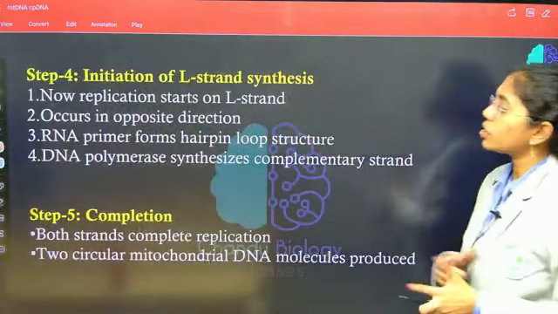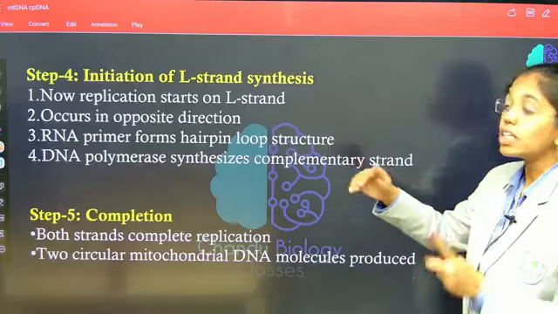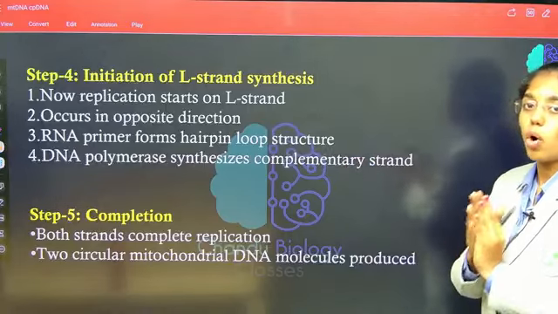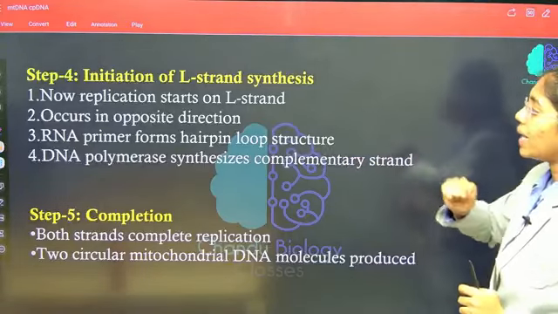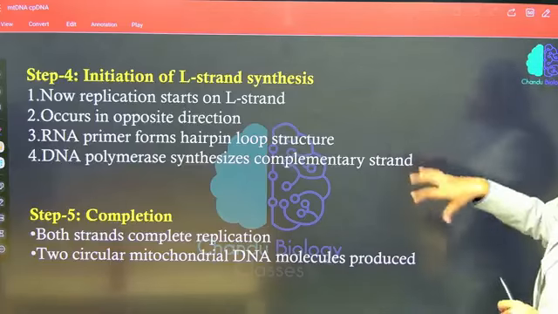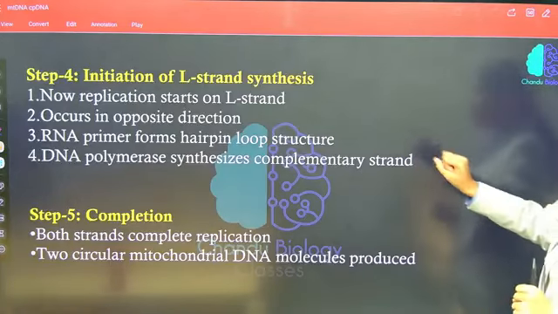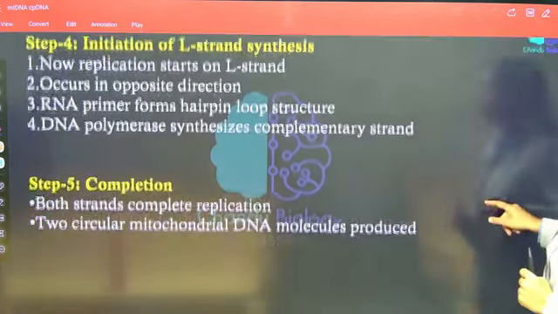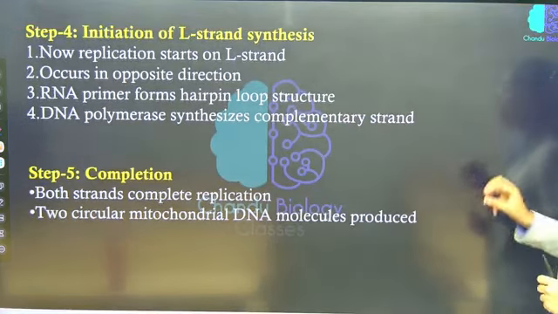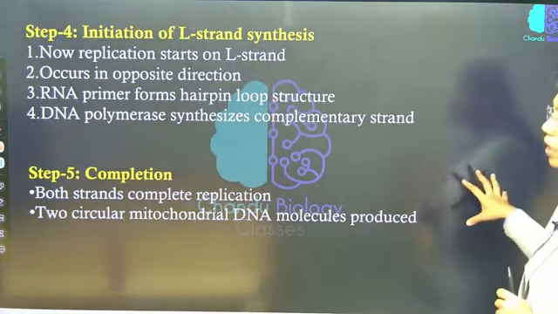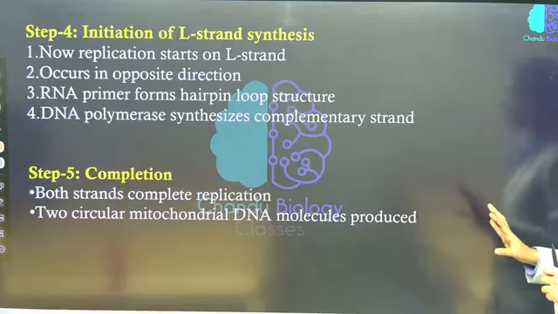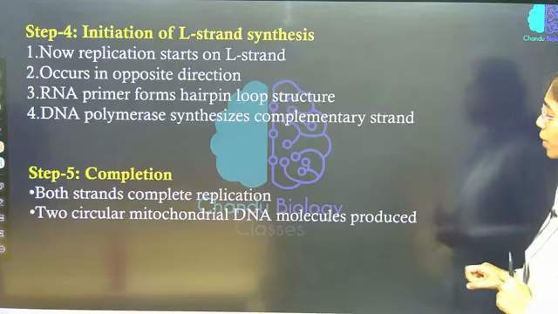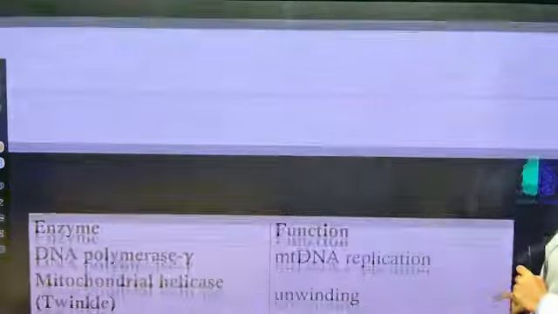Now replication starts on the L strand, occurring in the opposite direction from OH strand synthesis. An RNA primer forms a hairpin loop like structure inside the L loop, and DNA polymerase will synthesize the complementary strand here. Completion: both strands will complete the replication. Two circular mitochondrial DNA molecules are produced here.